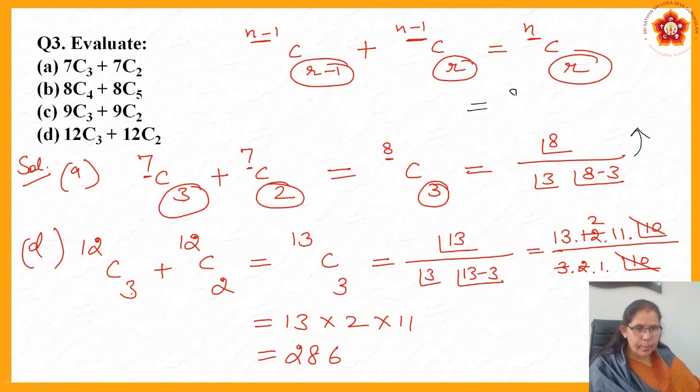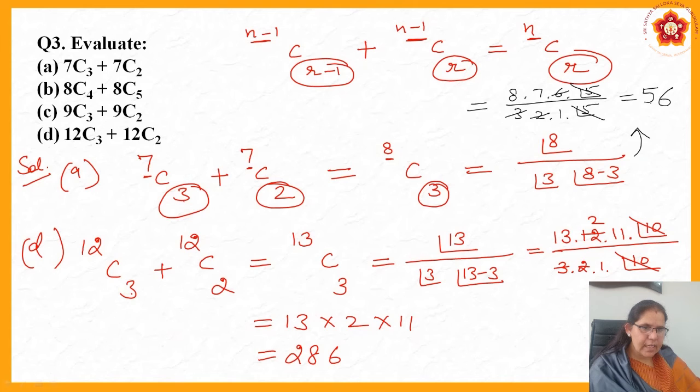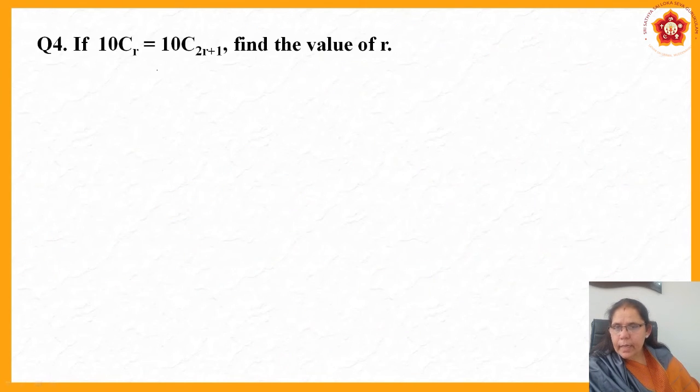If you see, it will be 8 into 7 into 6 into factorial 5. And here we have 3 into 2 into 1, and it is factorial 5. Factorial 5 gets cancelled. 3 2s are 6. And we are just left with 8 into 7, which is 56. I am sure that you will be able to solve parts B and C on the same lines.